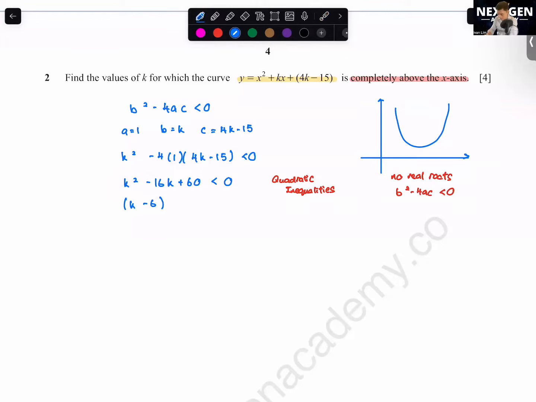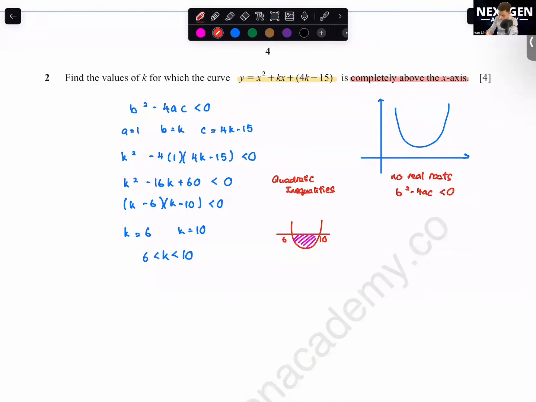k minus 6, k minus 10 less than 0. k equals to 6 and k equals to 10. Okay, rearrange, find the roots, then you draw the shape out. Okay, draw the shape. 6 and 10, you put the values here, and the region will be at the bottom. Okay, do you need to draw this out? Don't need. Okay, these are no marks, right? But this is the way that we learn from the textbook. Okay, so 6 to 10.